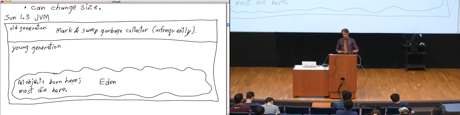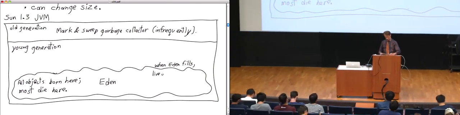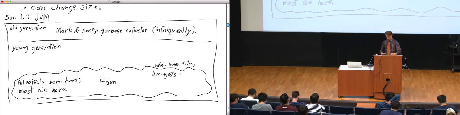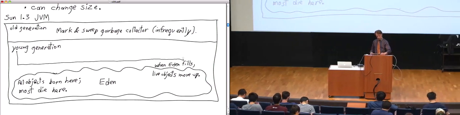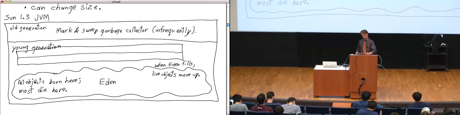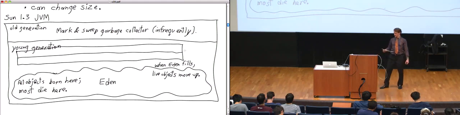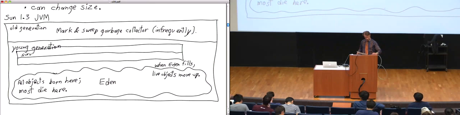However, when Eden fills, Eden is just a big, quick and dirty way to create objects until it gets full. And then when it's full, you just immediately promote the live objects up into the upper half of the new generation. And the upper half of the young generation is going to be a copying garbage collector. So I'm drawing two boxes here. I want you to think of those as the two survivor spaces, as they're called, of a copying garbage collector.